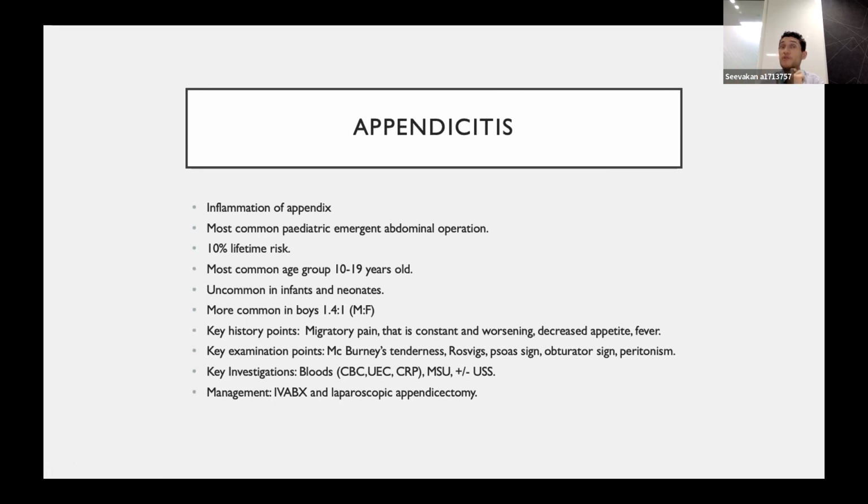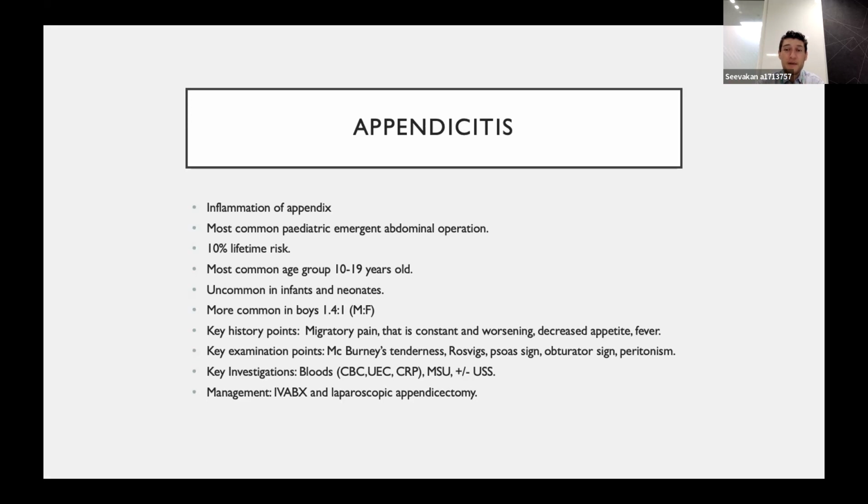It's the most common pediatric emergent abdominal operation, a laparoscopic appendicectomy. It has a 10% lifetime risk, so 1 in 10 of all of us will have appendicitis at some point in our lives. The most common age group in the pediatric population is between 10 and 16 years old, or 19 for us. It's quite uncommon in the under 5s.